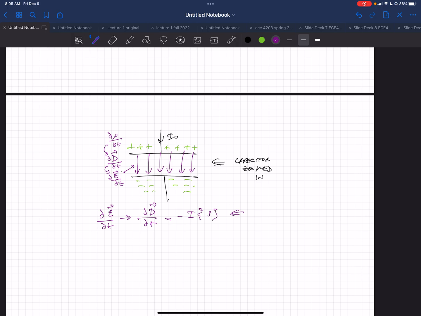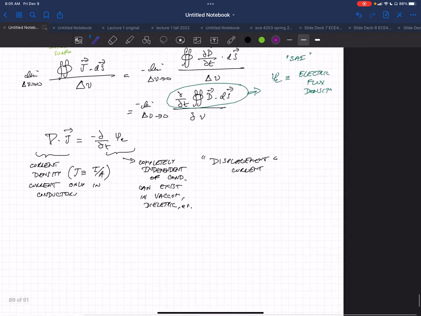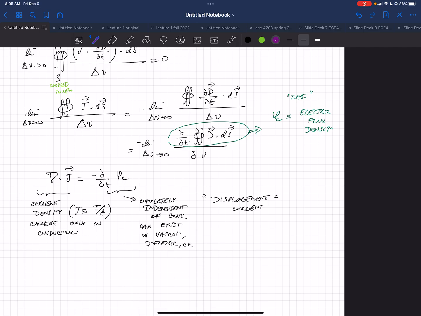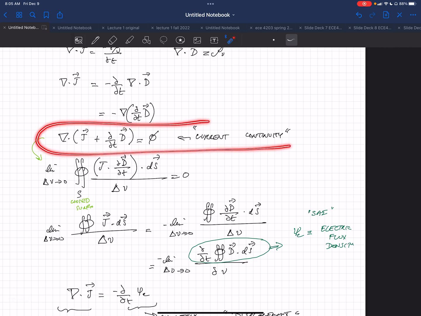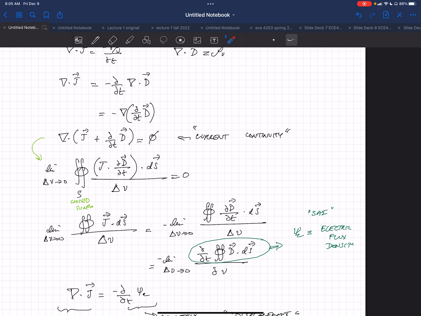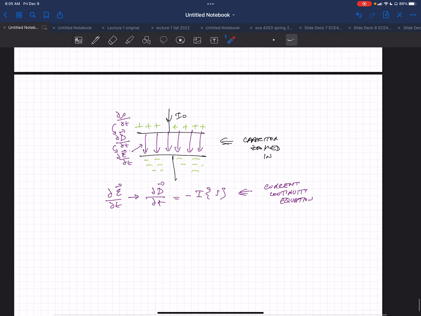Okay, and this is the current continuity equation, which we looked at over here. So again, this is what is referred to as the displacement current. So this thing is, again, the displacement current.